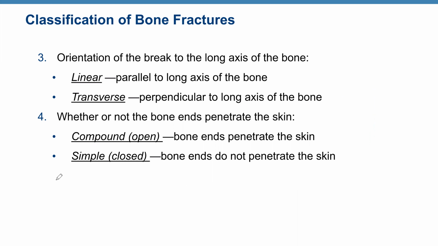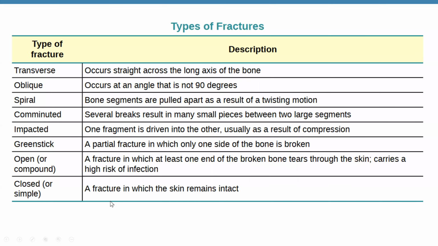Whether or not the bone ends penetrate the skin: compound or open, the bone ends penetrate the skin, or simple or closed, bone ends do not penetrate the skin. And so here's some other classification that we can add. So we have transverse over here, occurs straight across the long axis of the bone. Oblique occurs at an angle that is not 90 degrees to the long axis, because if it's 90 degrees, then it's transverse, right? If it's not 90 degrees, then it's oblique.